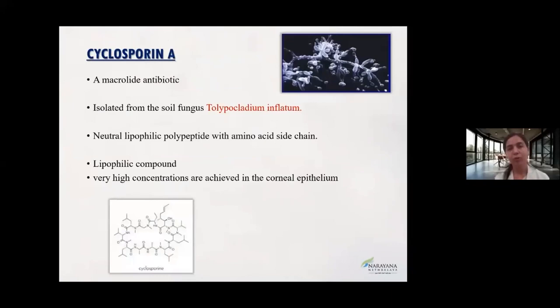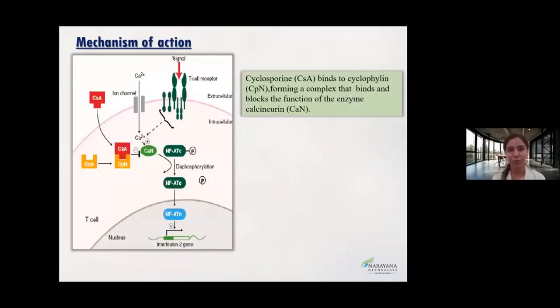Which are these medications that we keep talking about? Two of the most common ones that we have available to us are cyclosporin A and tacrolimus, and that's what I'll be talking about in most of my talk. Cyclosporin A is a macrolide antibiotic. We know it's used in systemic conditions. It's isolated from a soil fungus and it is lipophilic in nature.